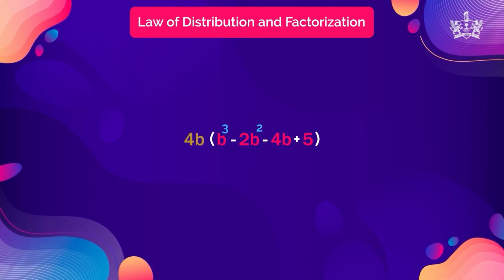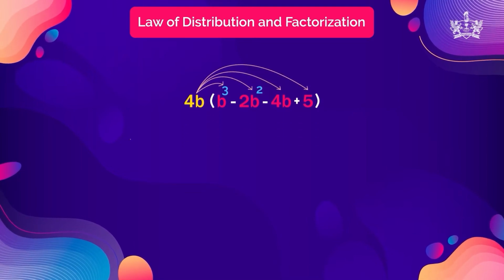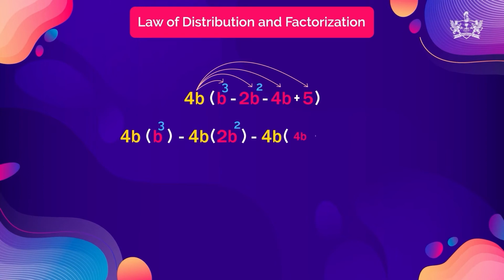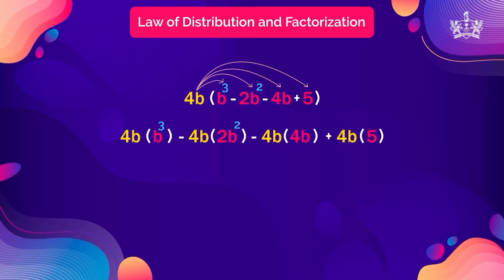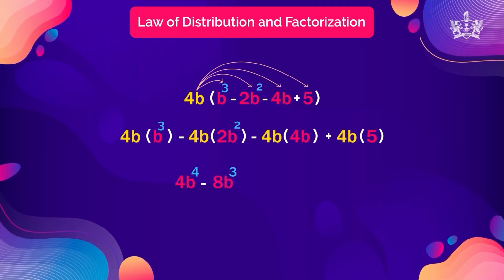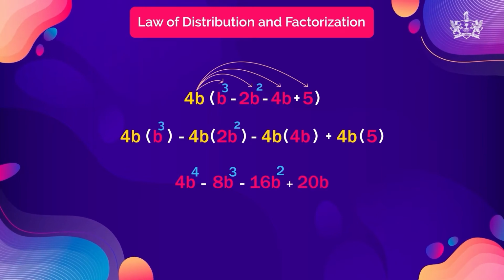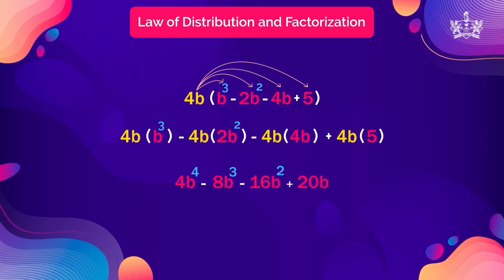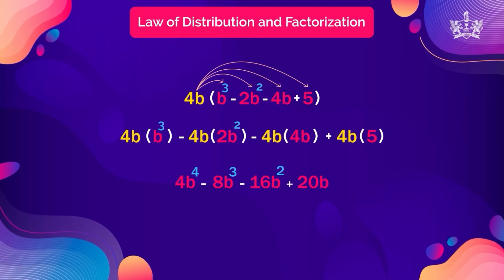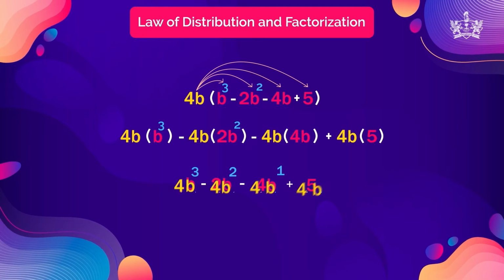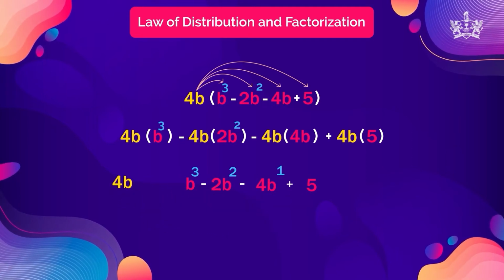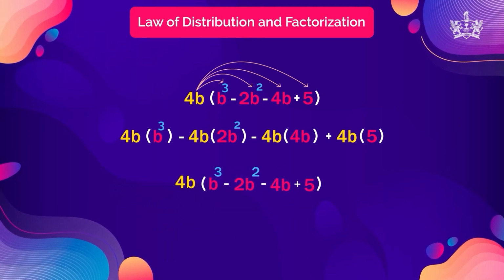Here, the 4b needs to be distributed to all terms inside the parentheses. Then we combine like terms, just like how we would in adding and subtracting polynomials, and get 4b to the 4th power minus 8b cubed minus 16b squared plus 20b. To undo this distributed form, we notice that all the terms are multiples of 4b. Therefore, we can pluck a 4b out of all of them and move it out. When we do that, we get the original expression.